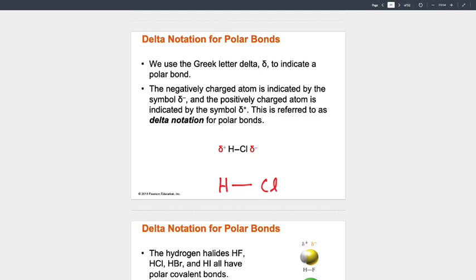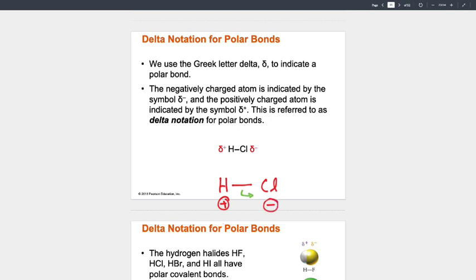So if I now want to add some information to my bond, I could say this is a polar covalent bond, and I want to be aware of how the electrons in this bond disperse themselves. Because chlorine is more electronegative than hydrogen, those electrons start to drift towards chlorine a little bit more. Which means hydrogen loses an electron. Well, what happens if I lose a negative charge? I become positively charged. Chlorine, on the other hand, started to gain an electron, which means it becomes negatively charged.